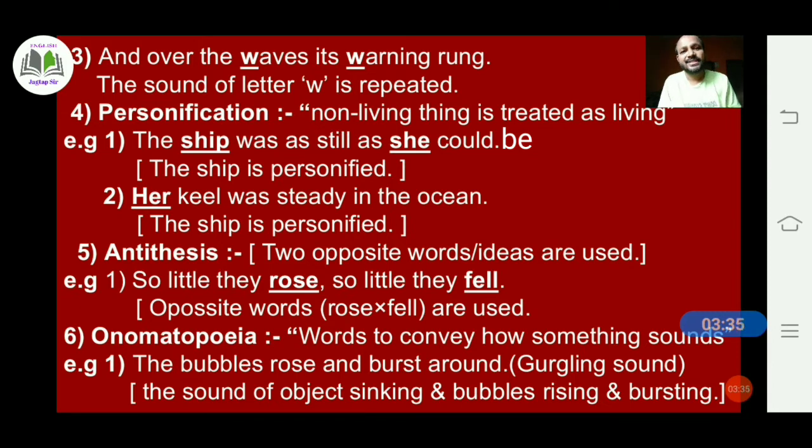Figure of speech number 6, that is onomatopoeia. And what is onomatopoeia? The words used to convey how something sounds, that is called onomatopoeia. Let's look at the example. The bubbles rose and burst around. It means there is a gurgling sound, the sound of an object sinking and bubbles rising and bursting. That's why this is an example of onomatopoeia, where the sound is resembled.